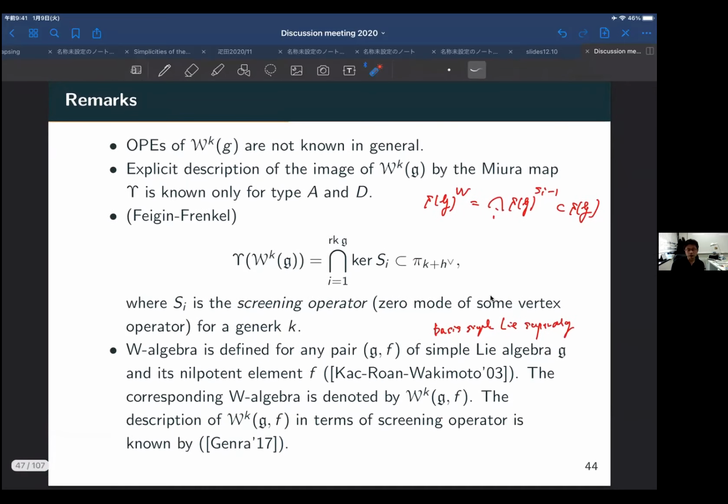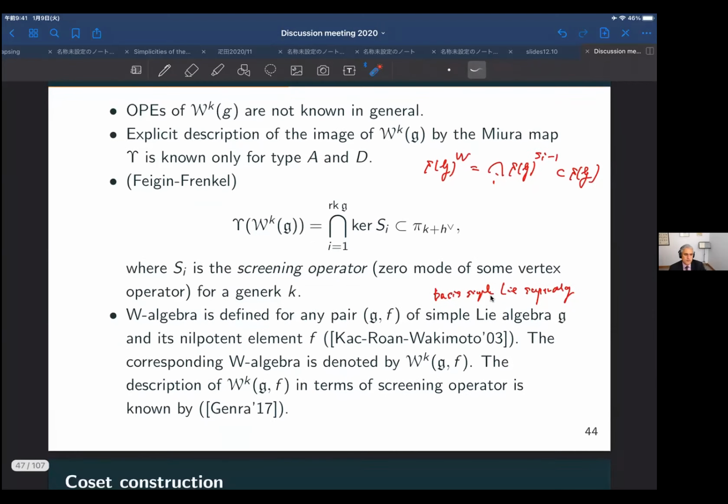Any question so far? Is the difficulty, when f, the nilpotent element, is odd, embedding it into an sl2 triple? There is a definition for the odd nilpotent element, but to be honest, I haven't really worked on this, so I don't really know. But it's true that it's difficult to embed it into sl2. That's one of the problems. I don't know how much difficult. Any other questions?